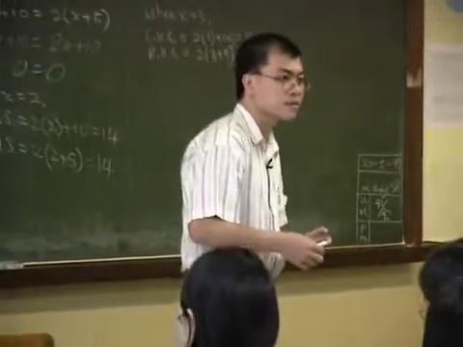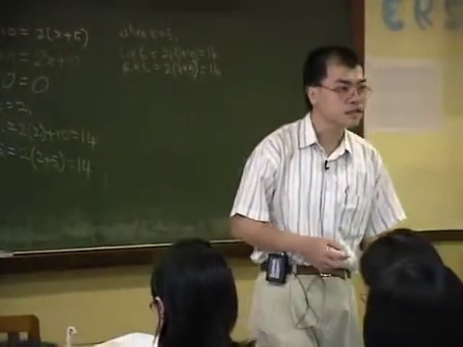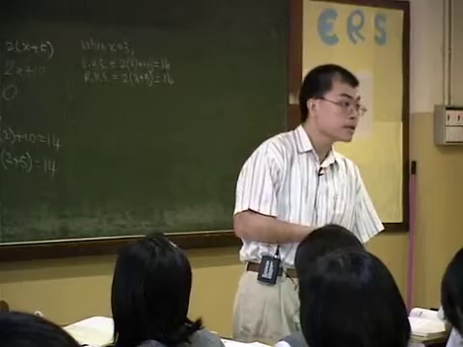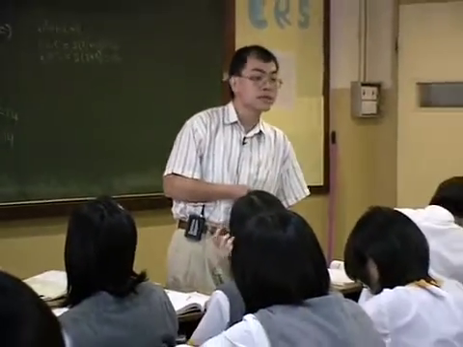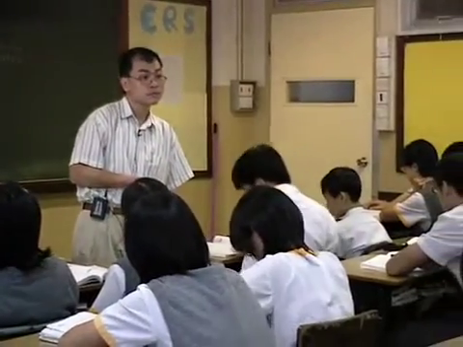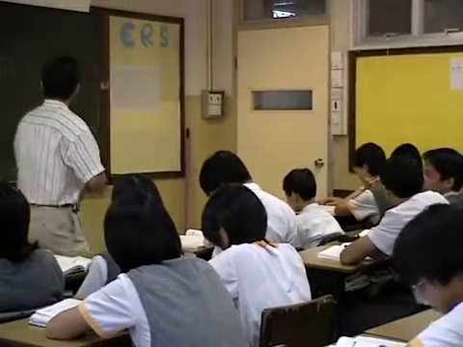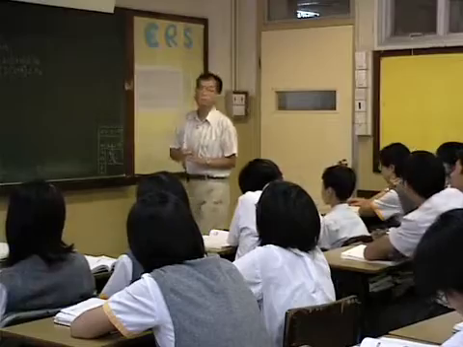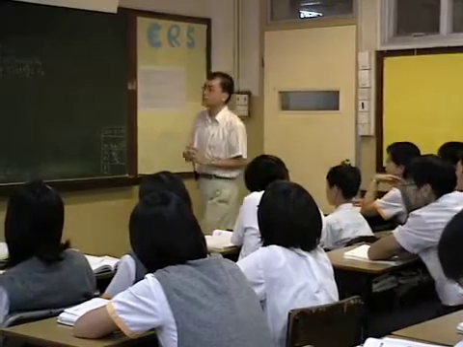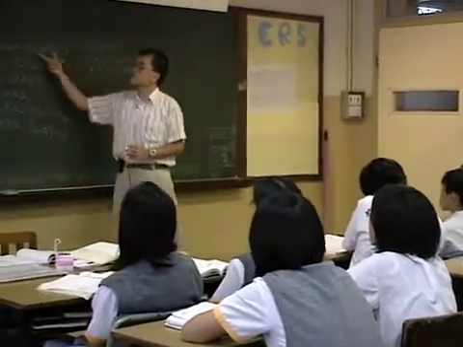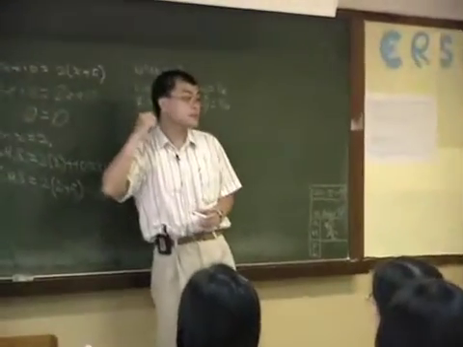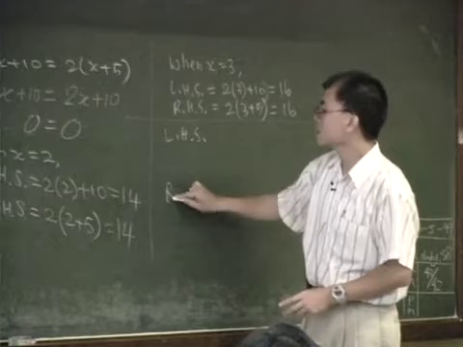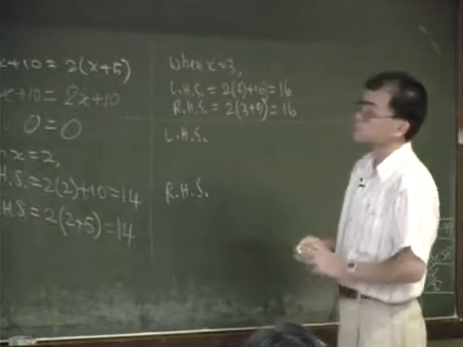You have 5 results. Do you think it is only 5? No. It has many, infinitely many results. Why? Okay, let's use another trial. This time, we just simplify these two parts. Okay. Left-hand side and right-hand side.